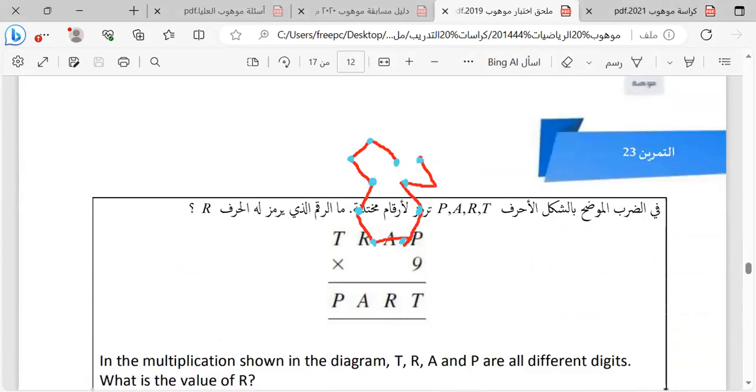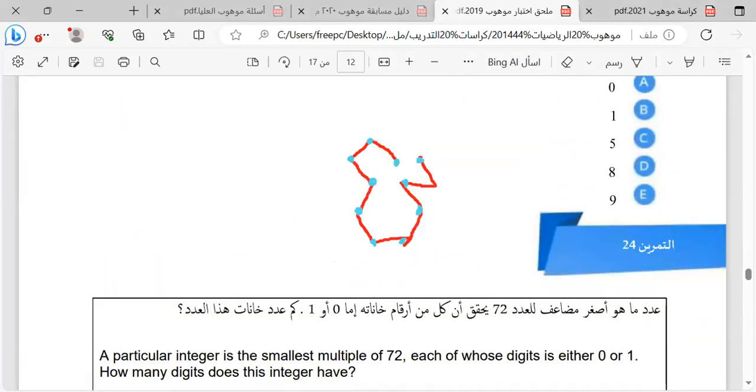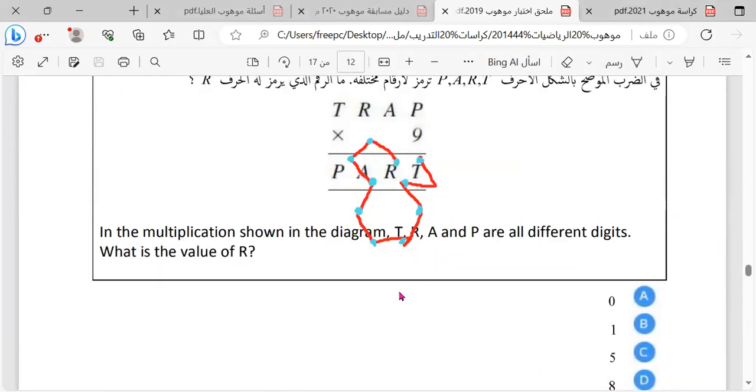Okay, number 23. Who wants to read? Yes, read. Who? Okay, me, Misa. Okay, Misa. And the multiplication shown in the diagram, T, R, A, and P are all different digits. What is the value of R?